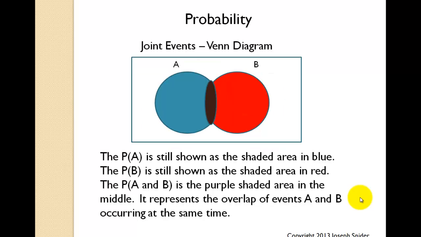Joint events are different. Probability of A is still shown as a shaded area in blue. Probability of B is shown as red. But the probability of A and B, that purple shaded area in the middle, looks like a little oval or football. It represents the overlap of events A and B occurring at the same time. This is also called the intersection.